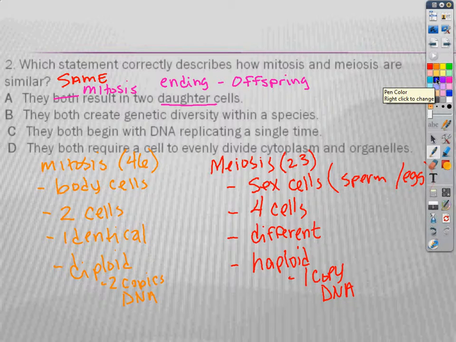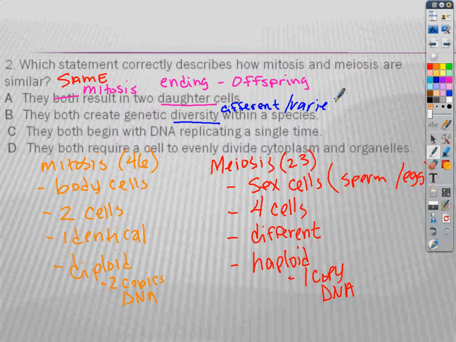They both create genetic diversity within the species. What's diversity mean? Well, diversity means different or variety. Well, which one would yield more diversity? Well, that would be meiosis, because meiosis, I'm getting different cells every time.